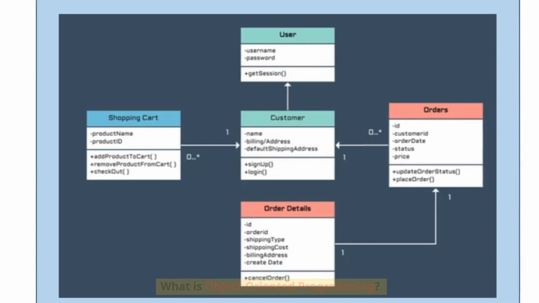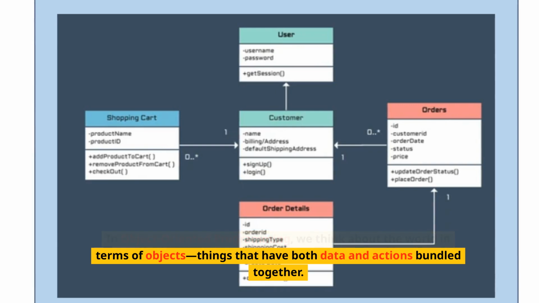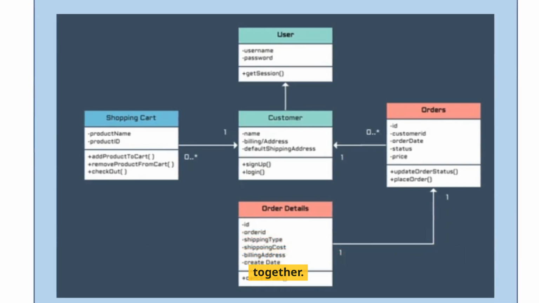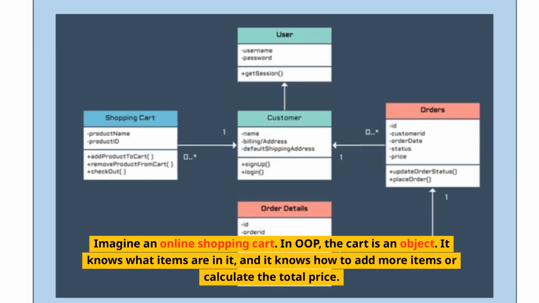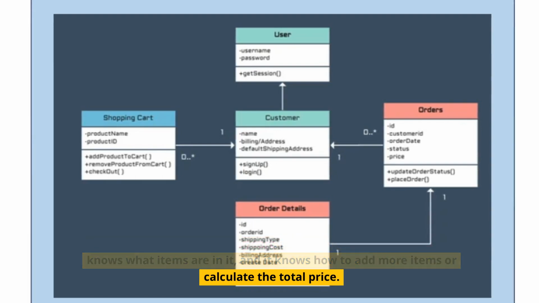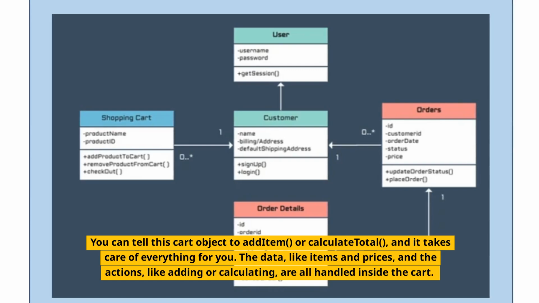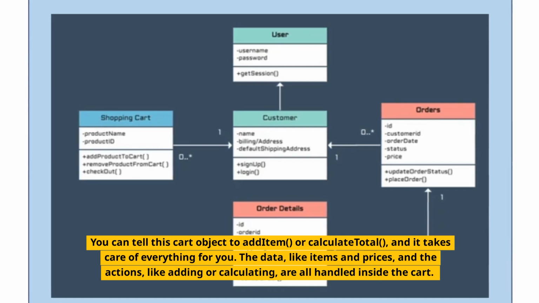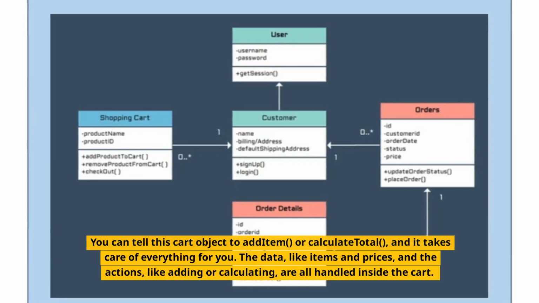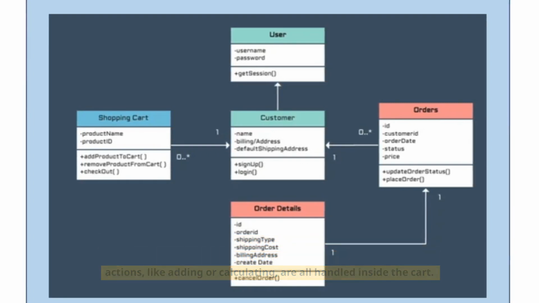What is object-oriented programming? In object-oriented programming, we think about the world in terms of objects, things that have both data and actions bundled together. Imagine an online shopping cart. In OOP, the cart is an object. It knows what items are in it, and it knows how to add more items or calculate the total price. You can tell this cart object to add item or calculate total, and it takes care of everything for you. The data, like items and prices, and the actions, like adding or calculating, are all handled inside the cart.